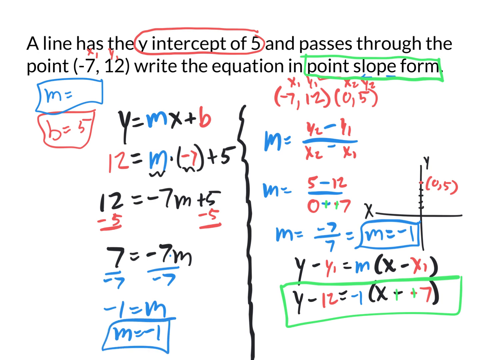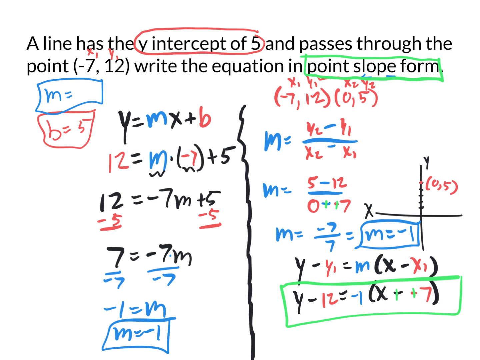And now that you know your point that they gave you and the slope that you just found out, you're going to be able to plug it into point slope form, which is y minus y1, that's 12, equals m, which you just found, -1, times parenthesis x minus x1, which is -7, and you'd end up with the same exact point slope form equation. So I just did it a different way completely.